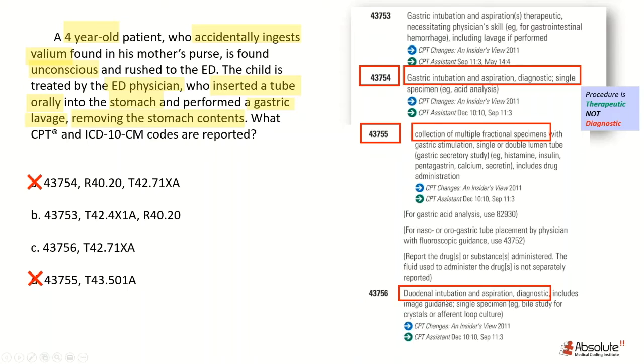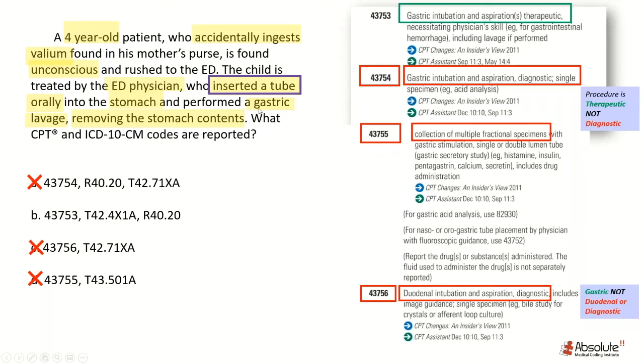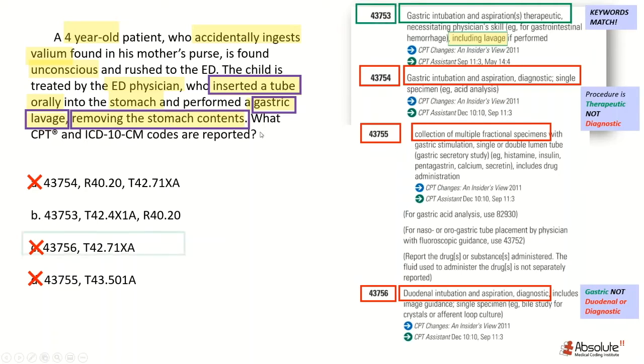Here we go. We have a duodenal intubation and aspiration. This is diagnostic. This is gastric, not duodenal or diagnostic. So 43756 is incorrect. And we are going to go with 43753, because indeed they inserted this tube and we had gastric lavage going on, removing those stomach contents. Those keywords have matched. Again, keyword concepts can drive it home.